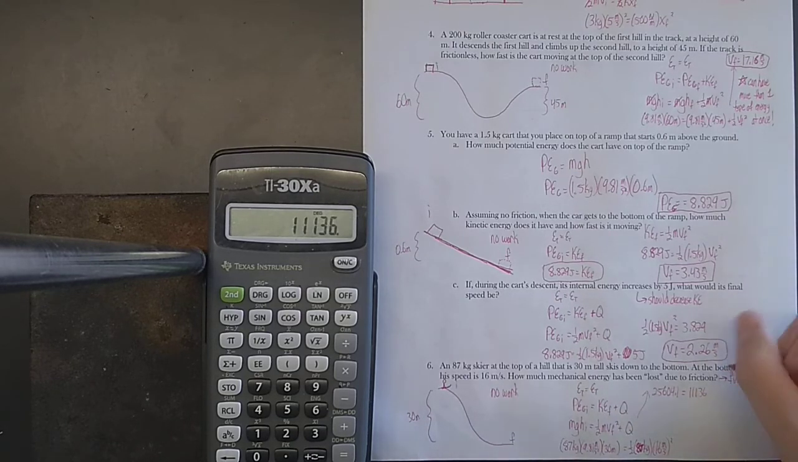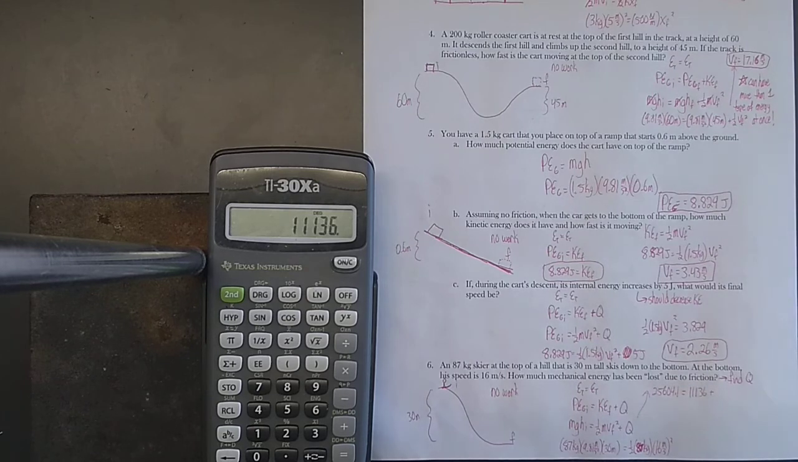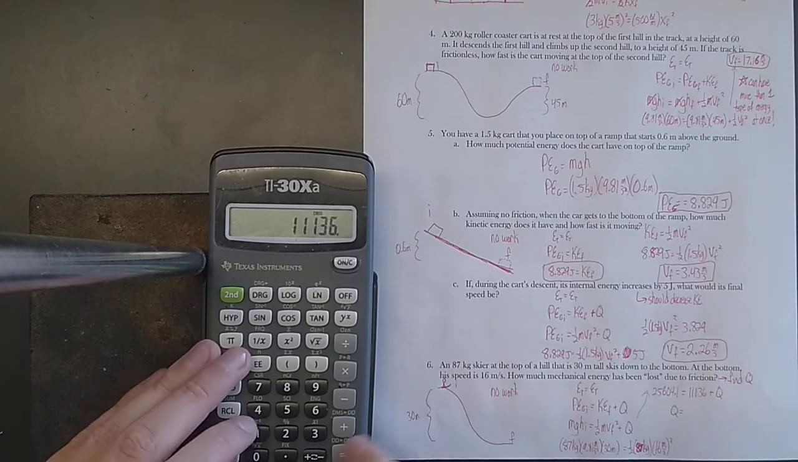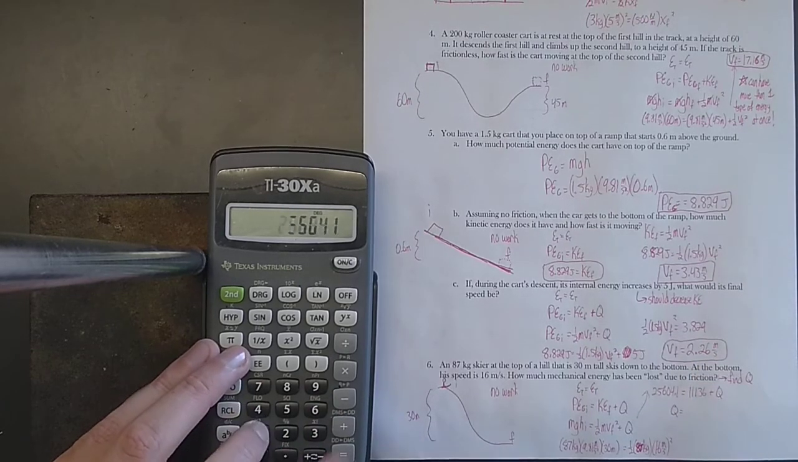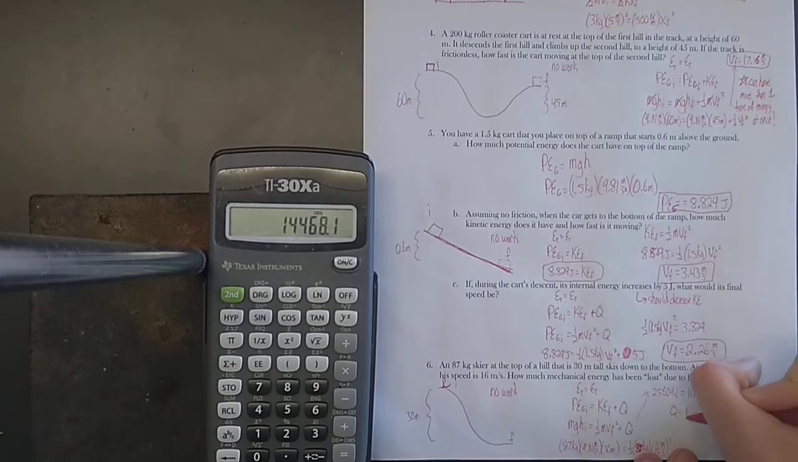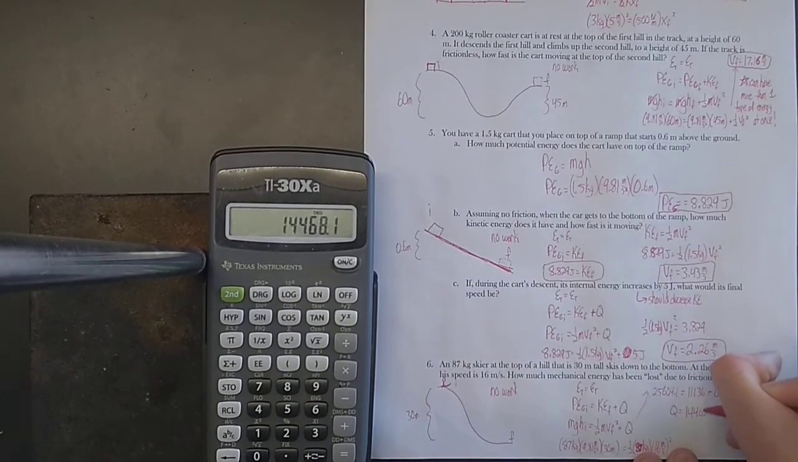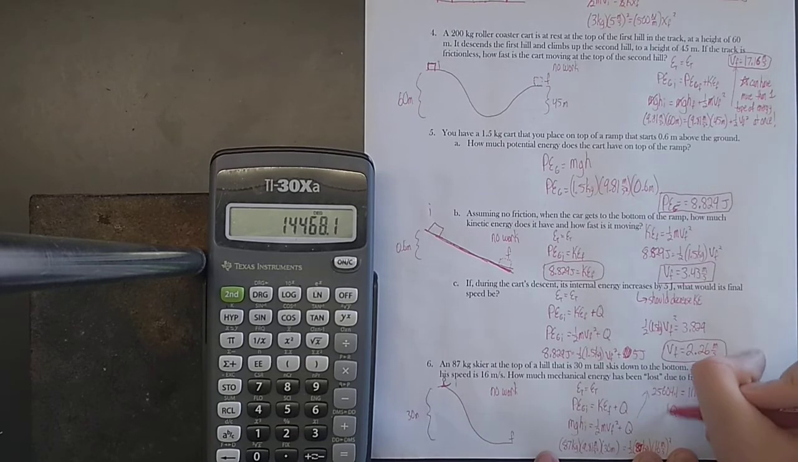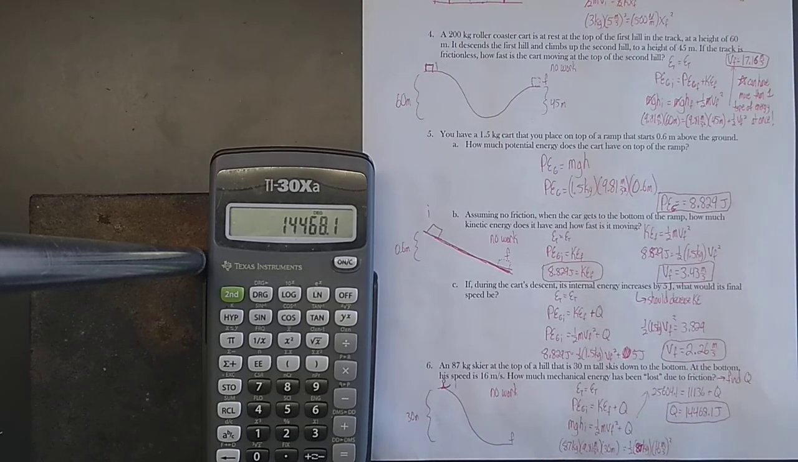The fact that there was friction converted a lot of that kinetic energy that would be there if there was no friction into internal energy. So now it's relatively straightforward to find Q. 25604.1 minus 11136. The amount of internal energy is 14,468.1 joules. So there's a real quick rundown of a whole bunch of examples of conservation of energy.